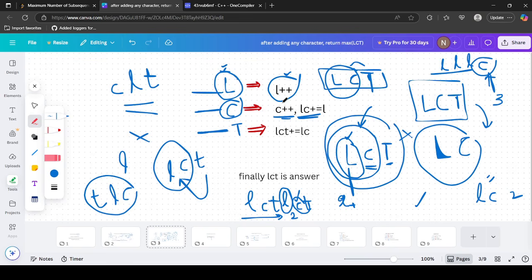So at every C, increase the count of C and also increment the total count of LC subsequences by L because we reached a new C. So we got some new set of subsequences LC with the count of L. So simply LC plus is equal to L.